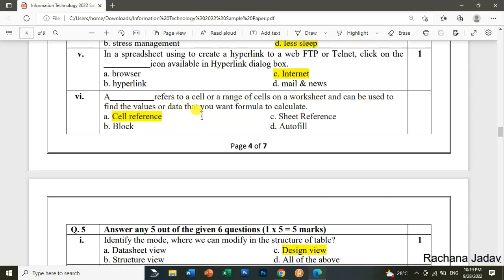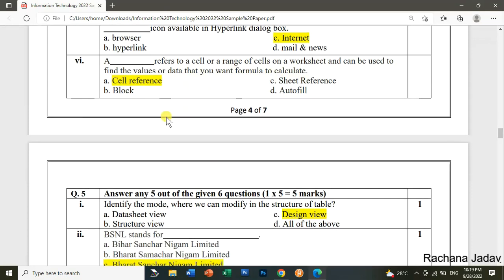A dash refers to a cell or a range of cells on a worksheet, can be used to find the values or data that you want the formula to calculate. So that is the cell reference, and it works over there: absolute, relative and mixed cell reference. Remember that thing.